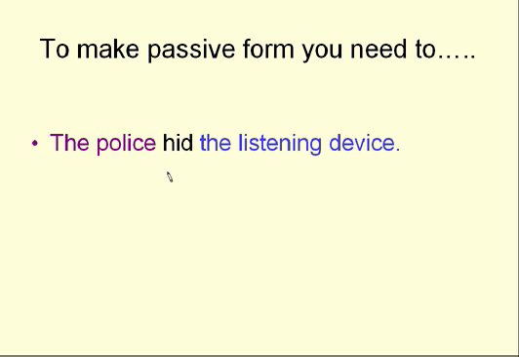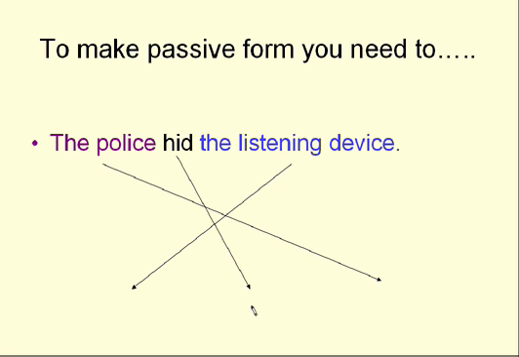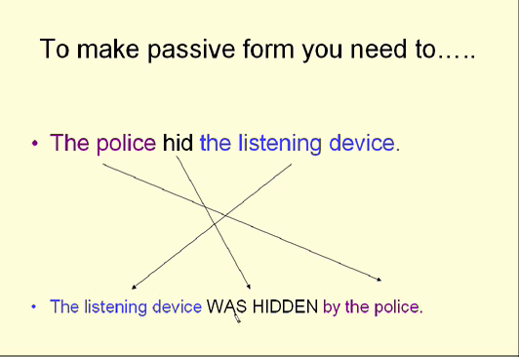So, once again, just so we get the idea right, to make the passive form you need to have a transitive verb. In this case, the police hid something. The police will take the final position. The listening device will take the initial position. And hid will take a position here, but it'll change its form. So the listening device was hidden by the police.